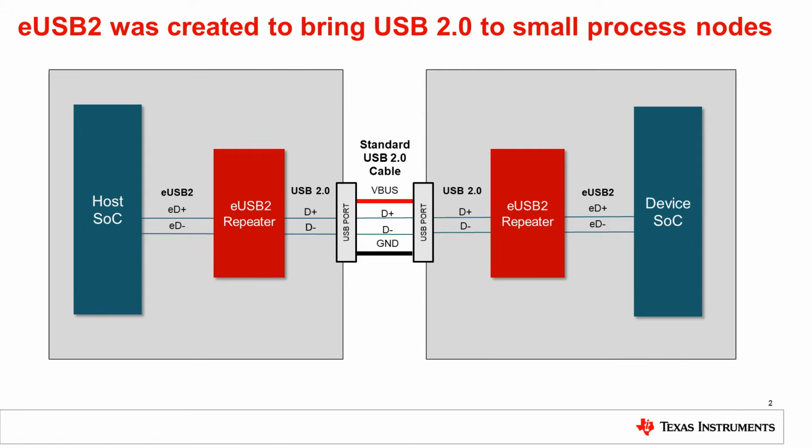eUSB 2 is capable of supporting USB high-speed, full-speed, and low-speed operation and requires no change to the existing USB 2.0 software programming model. eUSB 2 also uses the same two data line configuration, shown as ED+ and ED-, as USB 2.0, shown as D+ and D-. VBus and power delivery are not impacted by eUSB 2.